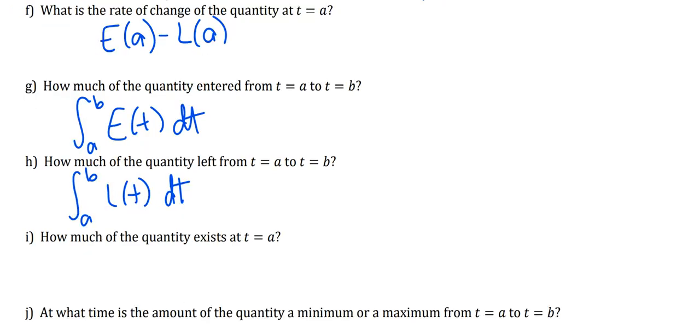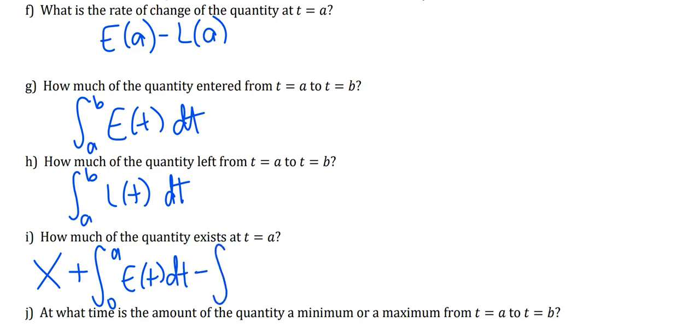Part I, how much of the quantity exists at time t equals a? Well, I need to first take how much we started with. This is like FTC rearranged, which at the very top of the intro to the prototype, you'll see that we are assuming that we start with x units at time t equals 0. So I start with that. Then I want to add how much came in from time 0 to a. So that would be the integral from 0 to a of e of t. And I would need to subtract out how much left from time 0 to a.